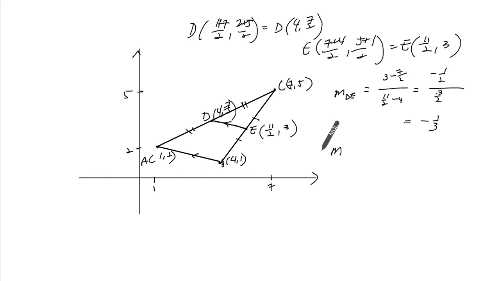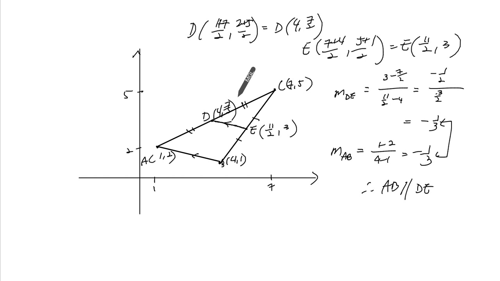Let's find the slope between A and B. Again, it's 1 minus 2 over 4 minus 1, negative 1/3. Okay, so therefore, AB is parallel to DE, and this is always going to be the case. Always going to be the case if you find two midpoints on the sides of a triangle and connect them, it will be parallel with the third side.